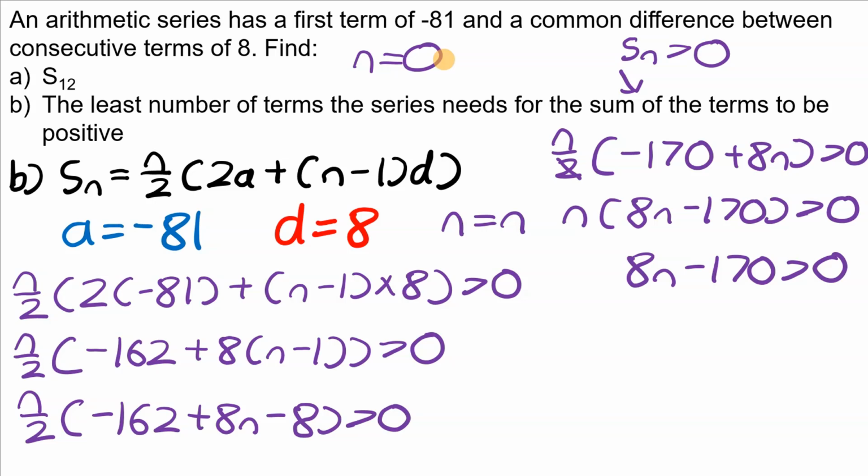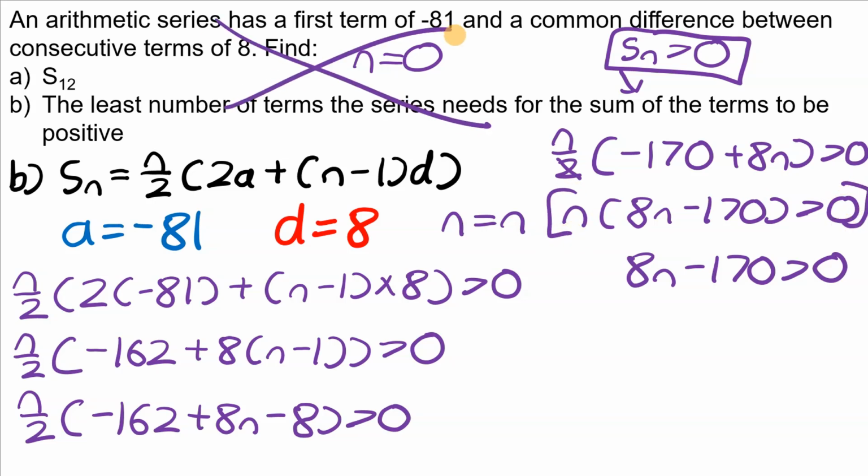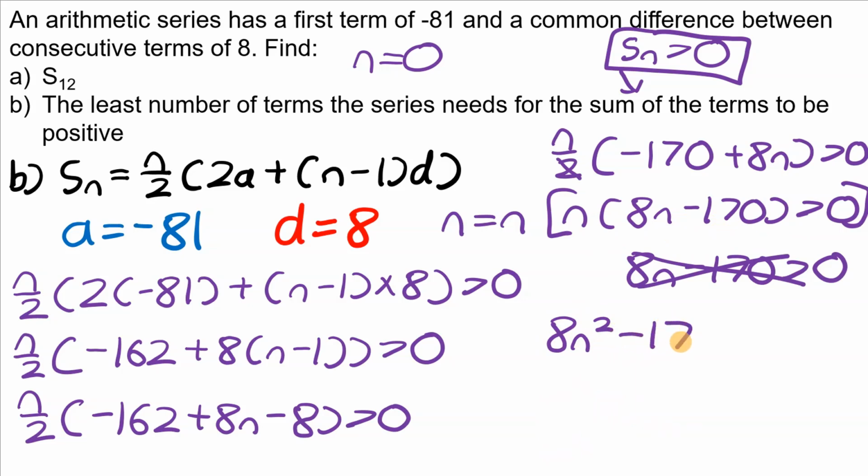You might be a bit confused by this, because if you contextualize it, you can't have S0, you can't have 0 terms. You need to view this inequality independent of the question. For this inequality, n could be equal to 0, so you cannot do the step where you divide both sides by n. The way that you should solve this inequality for n is to expand this bracket, so it becomes 8n squared minus 170n is bigger than 0, and you should treat this like a quadratic inequality to solve, as we talked about in year 1 of chapter 3.